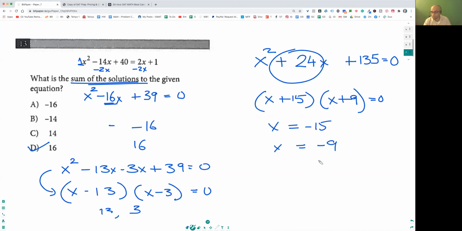These are the roots. And then when you add them, you get negative 24, right? Which is what you got here anyway. You got 24, put a negative sign here, okay?